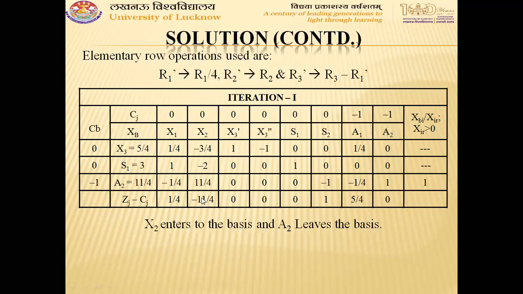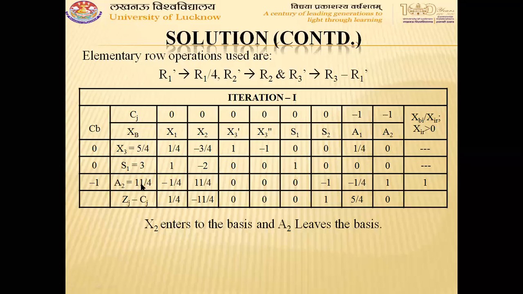Here you can see that the net evaluation for x2 is minus 11 upon 4. Therefore we can say that x2 will enter the basis, and all the other net evaluations are positive, therefore we will not consider them. Now we calculate the ratio xpi upon xir such that xir is greater than 0. The first value in x2 is negative and the second value in x2 is negative, therefore these ratios are not calculated. Only one ratio is calculated.